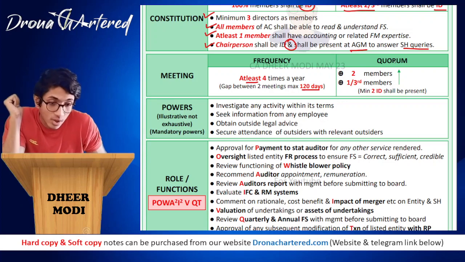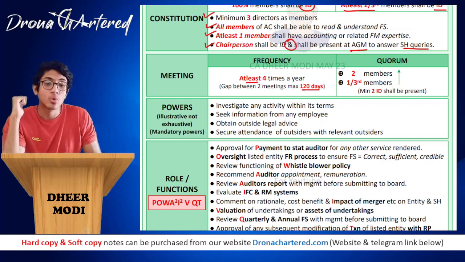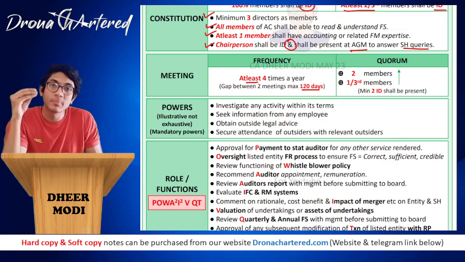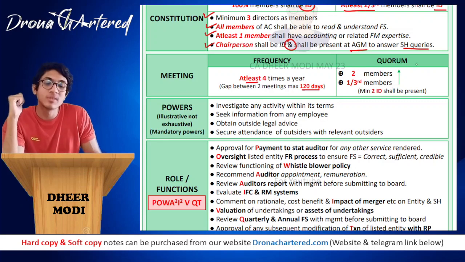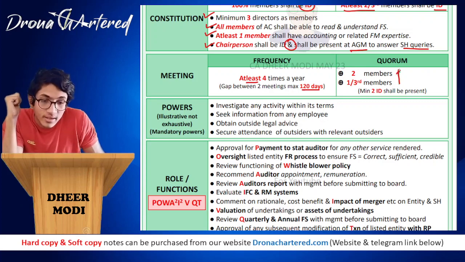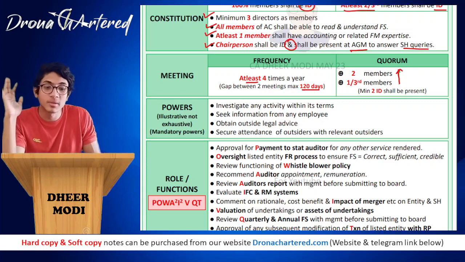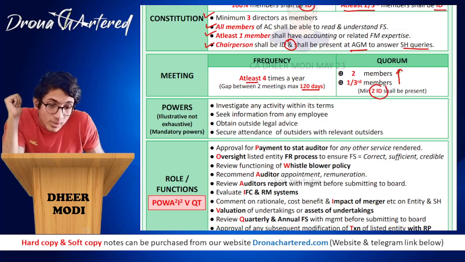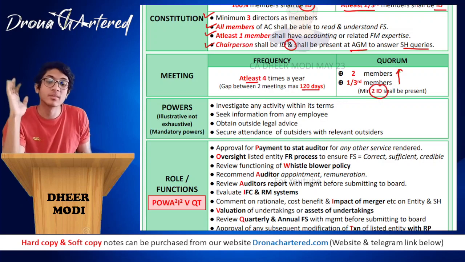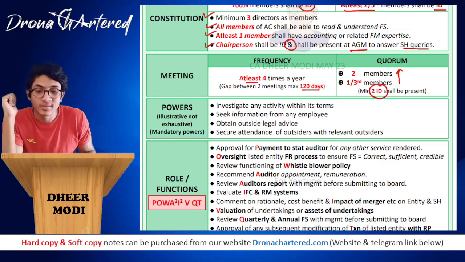Next is your quorum, meaning the minimum number of people required for the meeting. It is 2 members or one-third of the members, whichever is higher. 2 or 1/3 of the total members, whichever is higher. And a minimum of 2 independent directors shall be present in the quorum, otherwise the quorum will not be constituted.